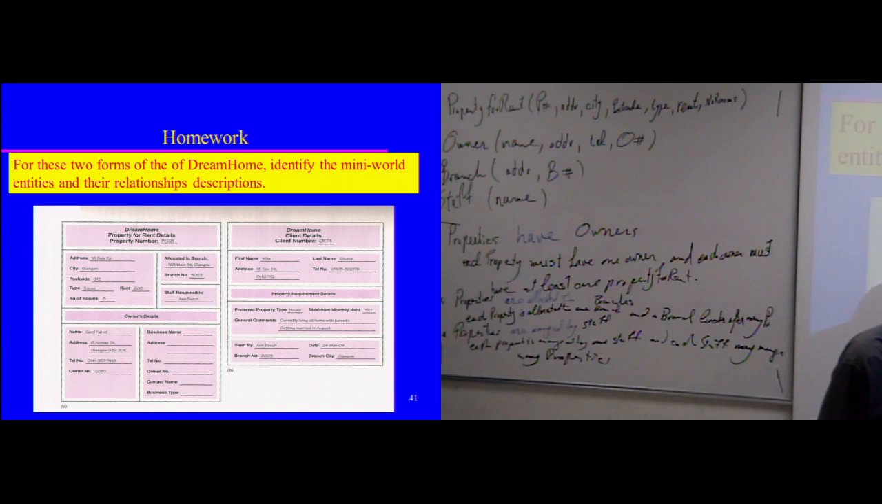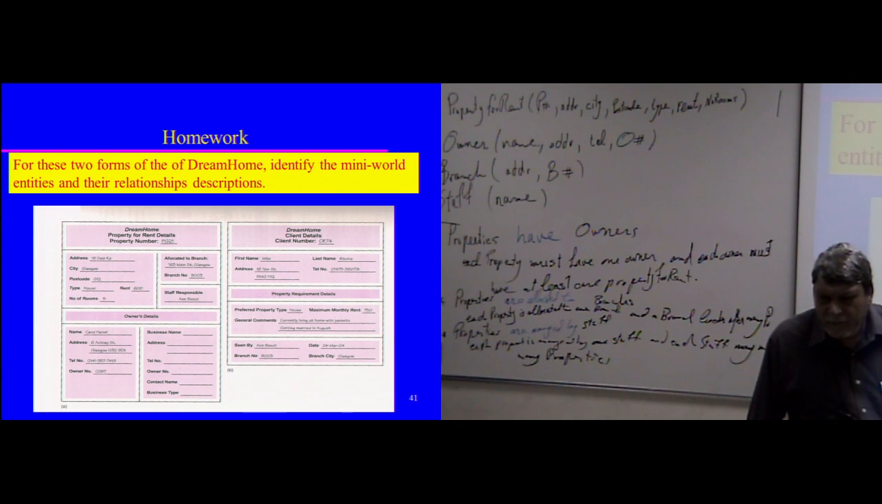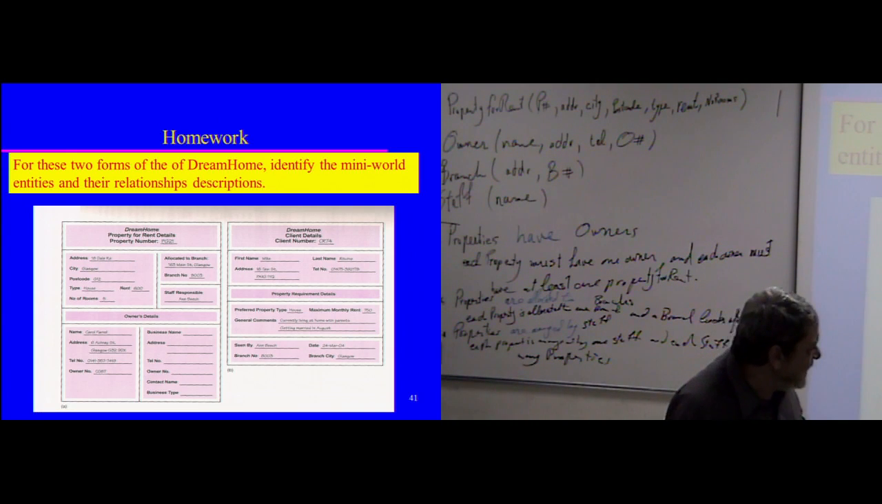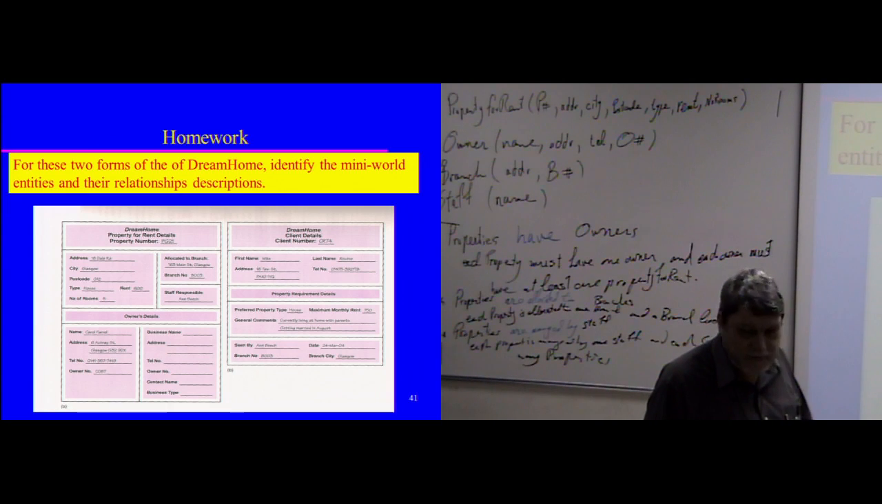Requirements. The title is here. Property requirements of what? Requirements. Who is requiring these details? The client. So these are the preferences of the client. The client says, I prefer a house in this form.